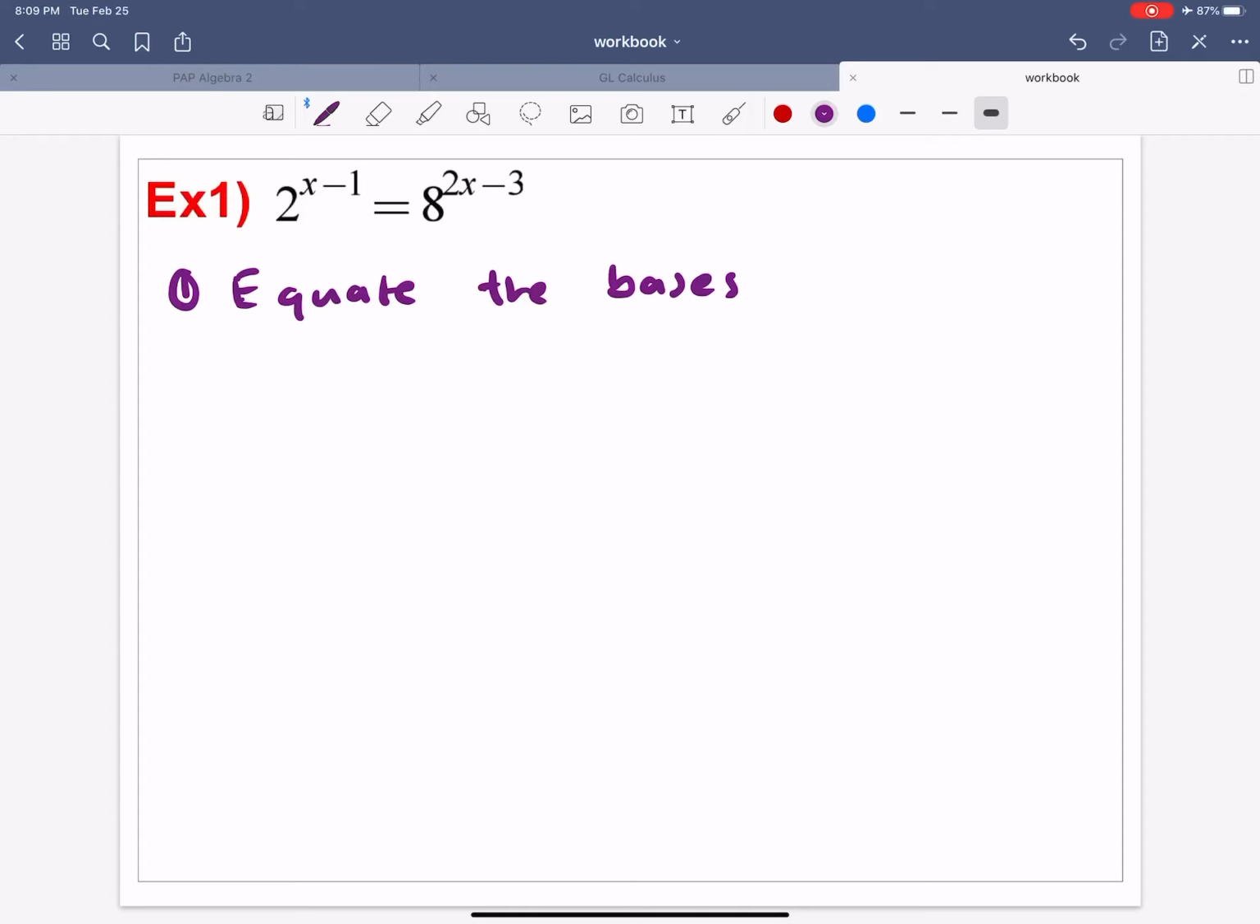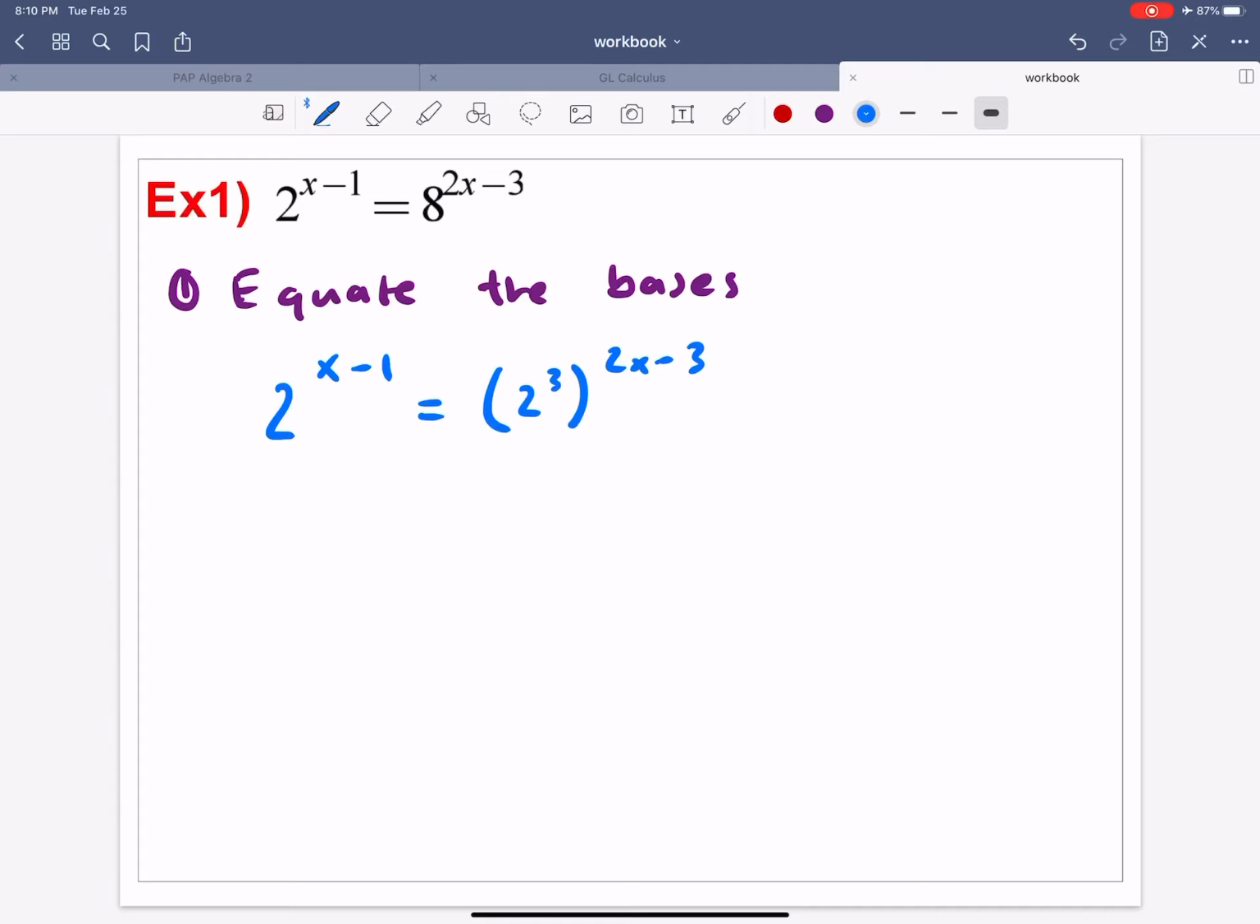Now, what I hopefully notice is that 8 can be rewritten as a power of 2. So let's leave the left-hand side the same, 2 to the x minus 1, and then let's rewrite 8 as 2 to the 3rd power. If you're not very good with exponents, this would be a good time to go back and practice some of these.